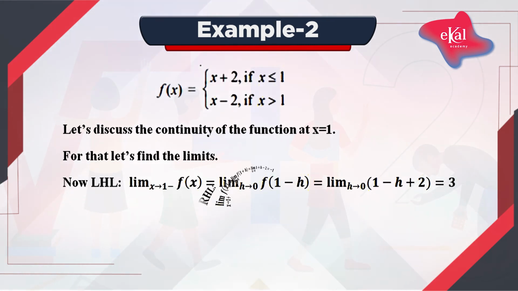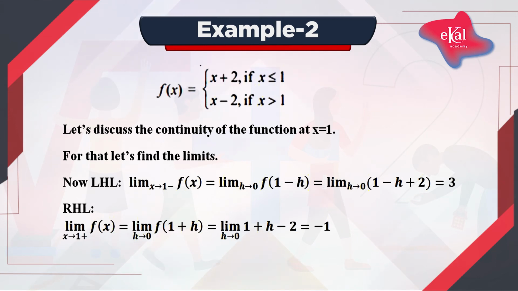Now, let us find the RHL, the right hand limit: limit x tends to 1 plus f of x, which is equal to limit h tends to 0 of f of 1 plus h. Now we have to take the value of the function for x greater than 1. What is the value of the function when x is greater than 1? It is x minus 2. So, this becomes 1 plus h minus 2, which is minus 1 plus h. So, limit h tending to 0 of minus 1 plus h is equal to minus 1.